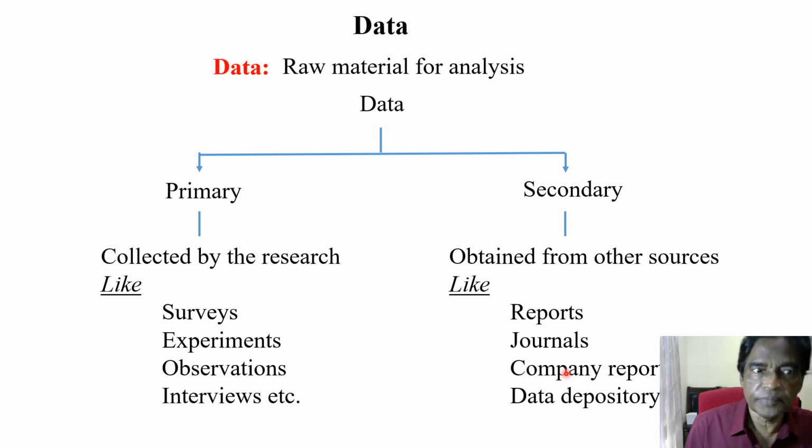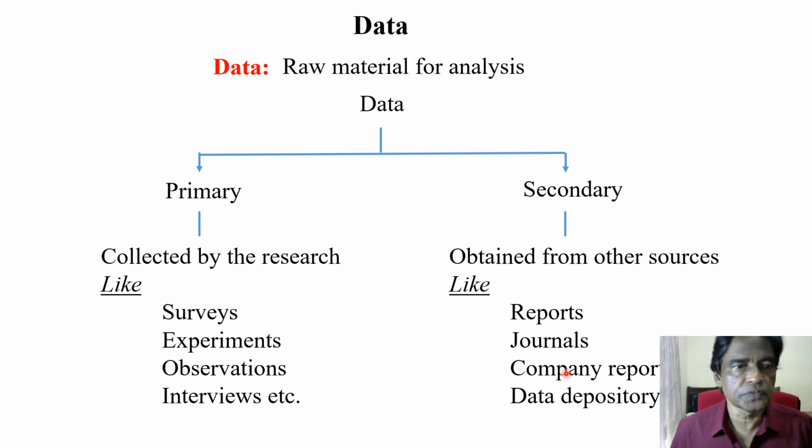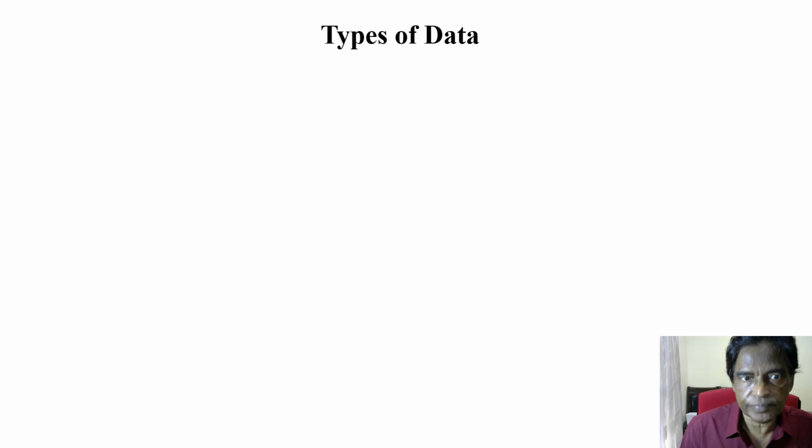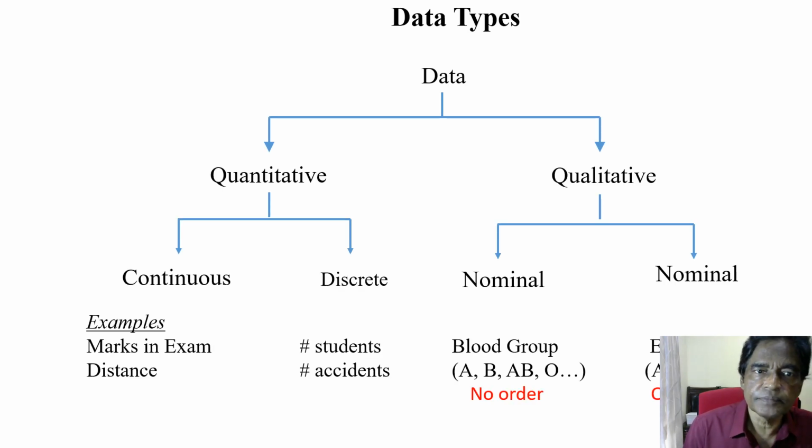So both are useful. I'm not saying one is more important than the other. Of course, there are advantages and disadvantages, but both are useful to get whatever evidence you're looking for. Types of data, again, can be quantitative or qualitative. The quantitative data can further be subdivided into continuous or discrete, and qualitative data into nominal or ordinal.